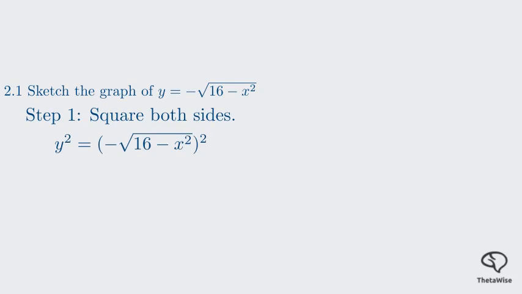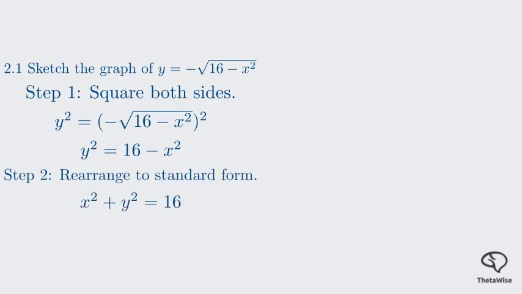We can do this by squaring both sides of the equation. So, we square y and we square the negative square root of 16 minus x squared. On the left, we have y squared. On the right, the negative sign becomes positive when squared, and the square root and the square cancel each other out, leaving us with 16 minus x squared. Now, let's rearrange this to look like a circle's equation. If we add x squared to both sides, we get x squared plus y squared equals 16. This is the equation of a circle centered at the origin with a radius of the square root of 16, which is 4. So the equation we were given represents part of a circle.